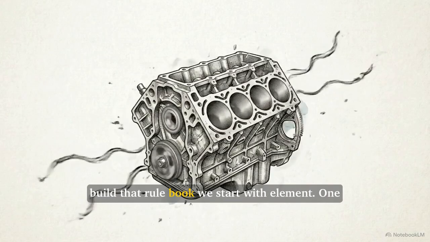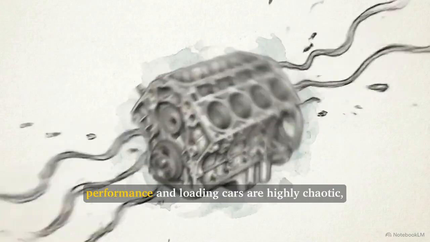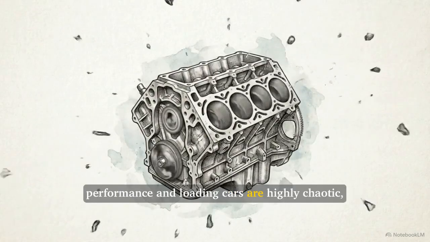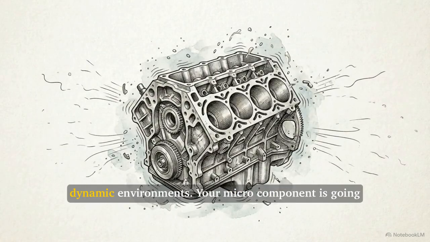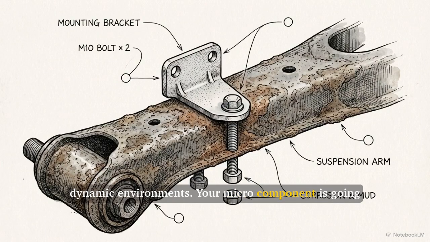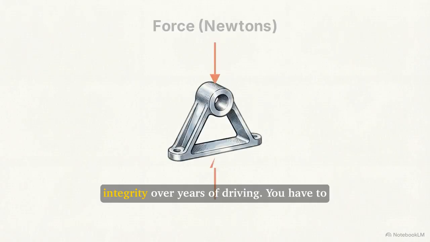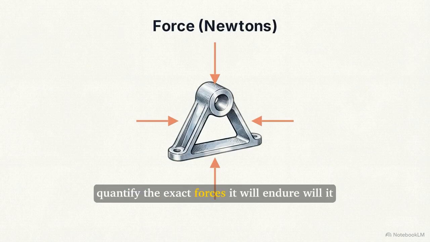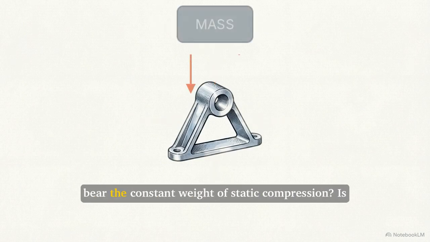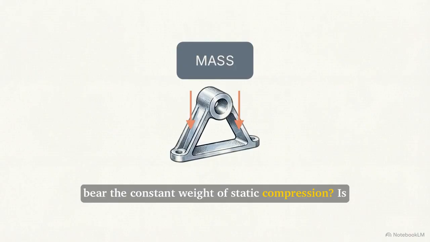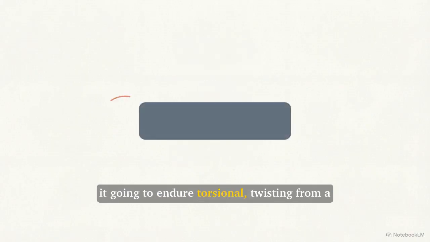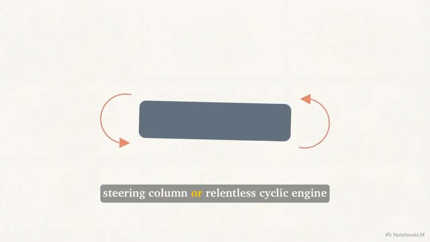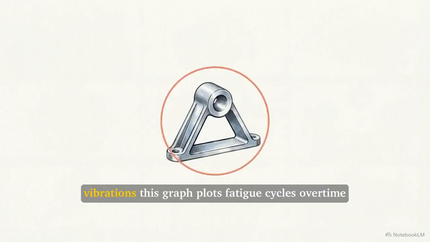To build that rulebook, we start with element 1, performance and loading. Cars are highly chaotic, dynamic environments. Your microcomponent is going to get knocked around. To guarantee structural integrity over years of driving, you have to quantify the exact forces it will endure. Will it bear the constant weight of static compression? Is it going to endure torsional twisting from a steering column or relentless cyclic engine vibrations?